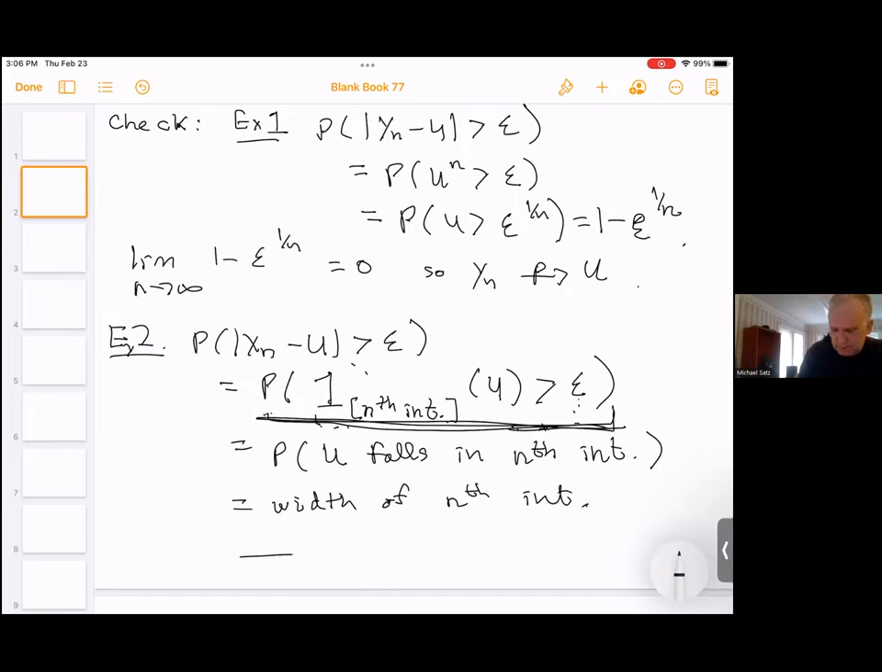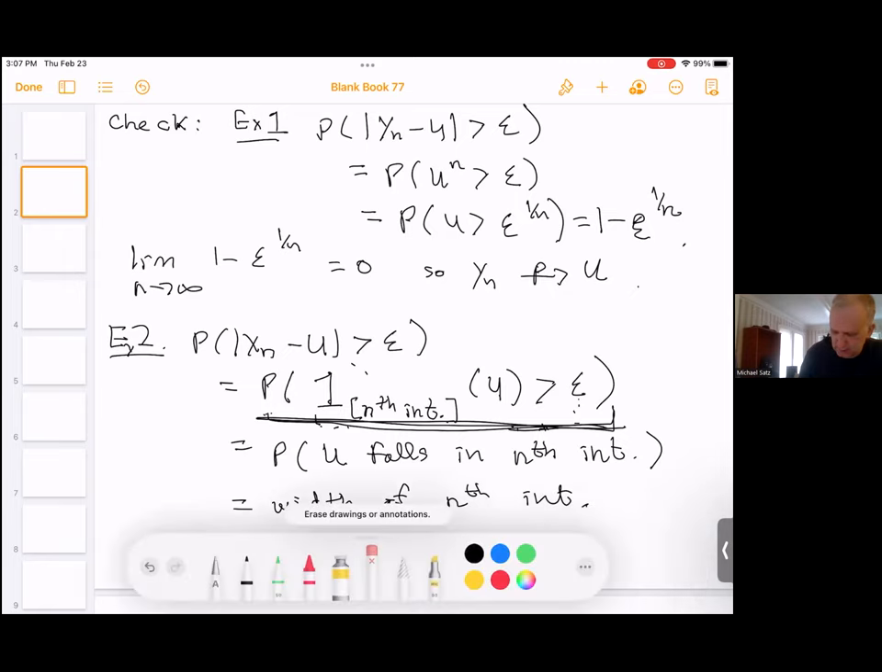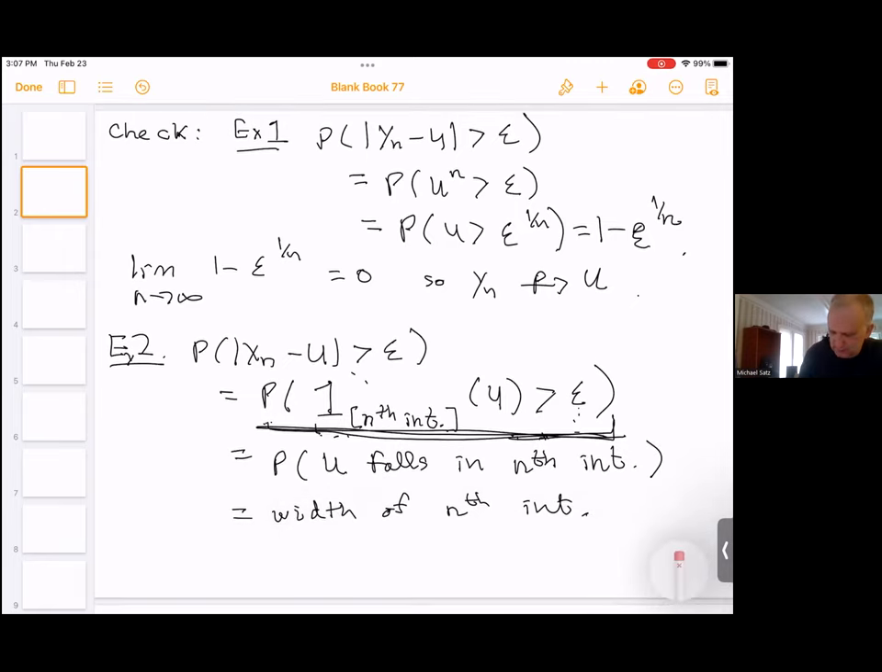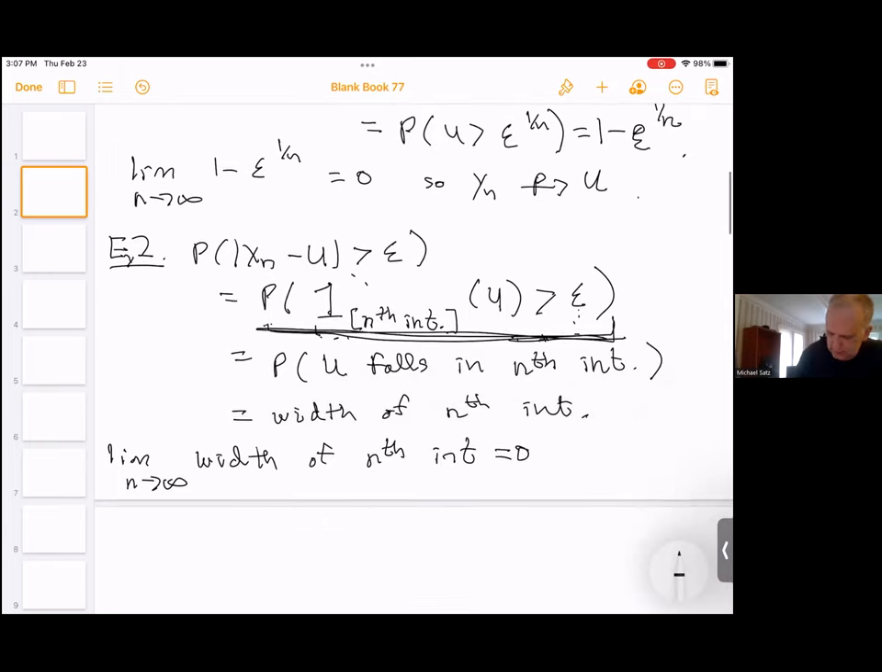Let's do the same thing with the arrow, or we could just do it the same way. It's okay to write words when you do math, right? So since the limit as n goes to infinity of the width of the nth interval equals zero, then we have Xn converges in probability to U.